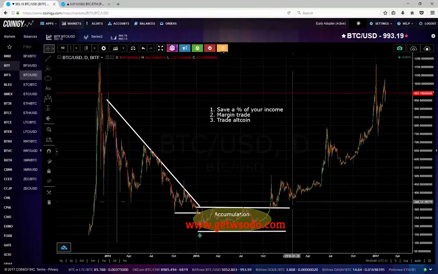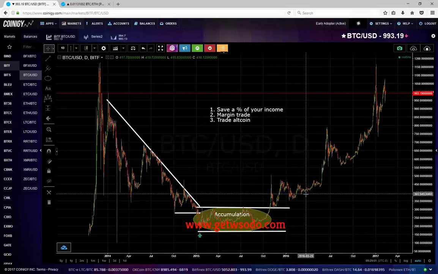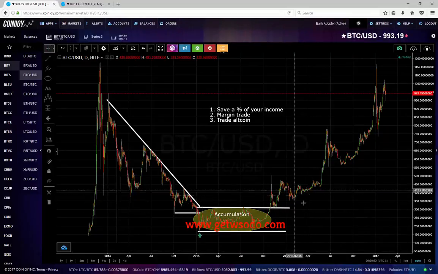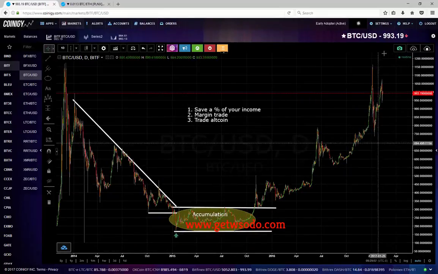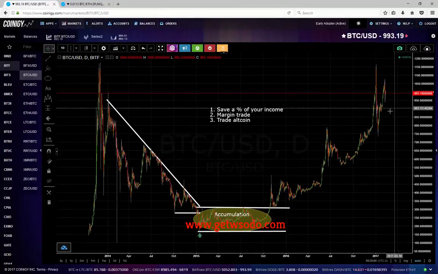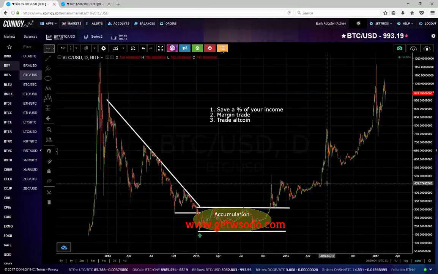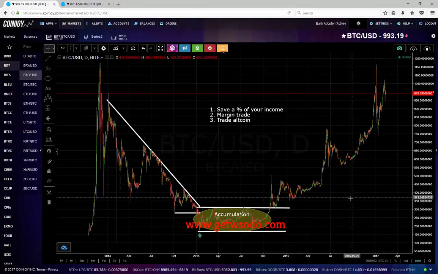Now, some of what I've accumulated, I have set aside as a long-term investment, and some I just have for locking in profit along the way, right? As we hit various different resistance points. So that's this lesson on accumulation. Let's go into the next swing trading lesson.